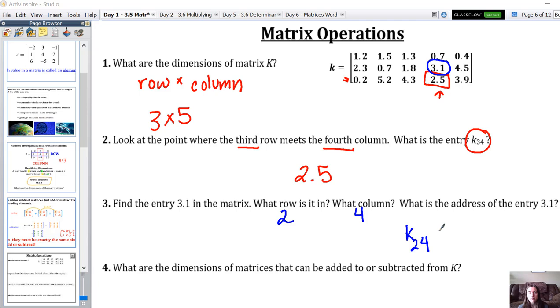Second row, fourth column. Finally, it says, what are the dimensions of matrices that can be added or subtracted from K? Here, remember, when we're adding or subtracting matrices, they have to have the exact same dimensions. So the only other matrices that we could add or subtract would also have to be 3 by 5. Not even 5 by 3. It has to be 3 rows and 5 columns.